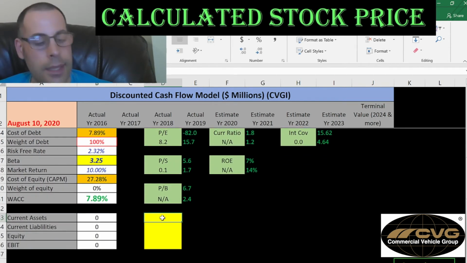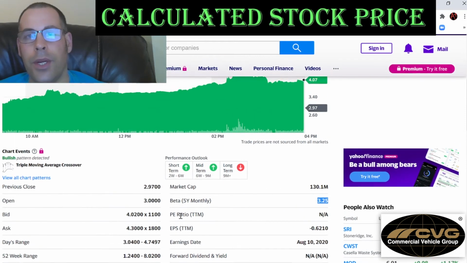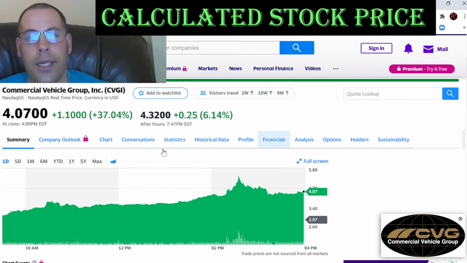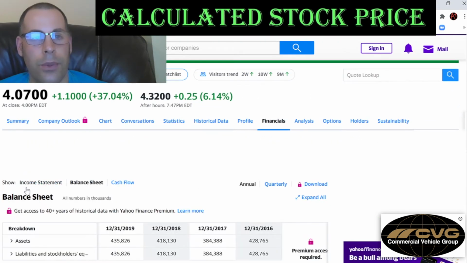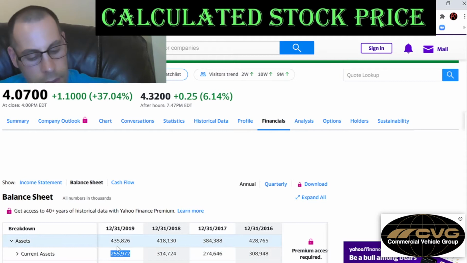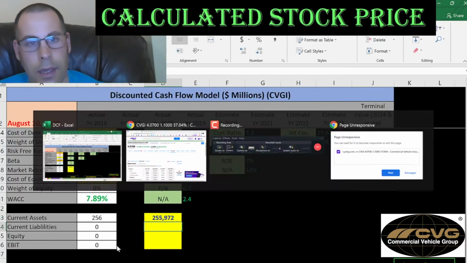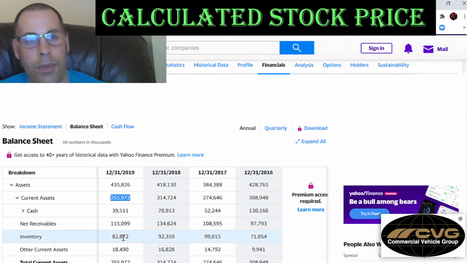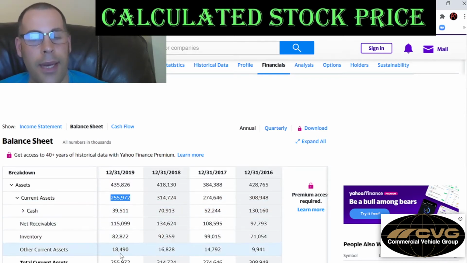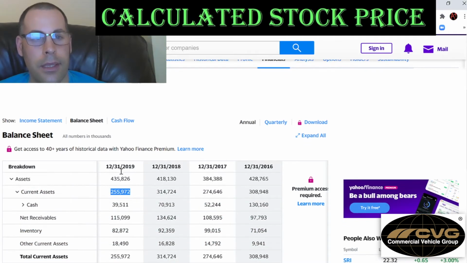Let's get the current assets. We need this to calculate the current ratio later. And current assets are assets that you can liquidate into cash within 12 months. And that's $255 million. And let's see what that's made up of. 39 million cash, 115 million net receivables, 83 million in inventory, and 18 million of other current assets.